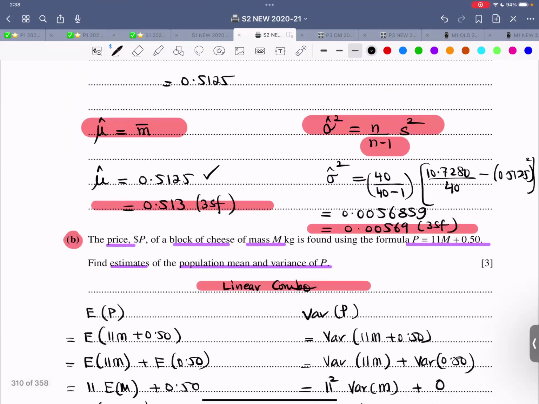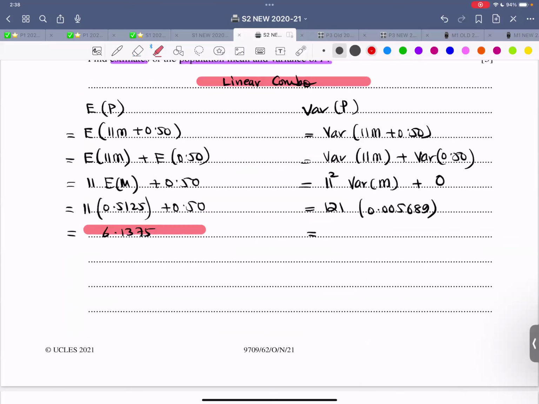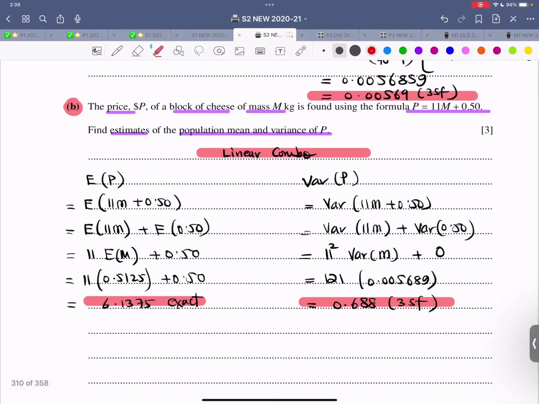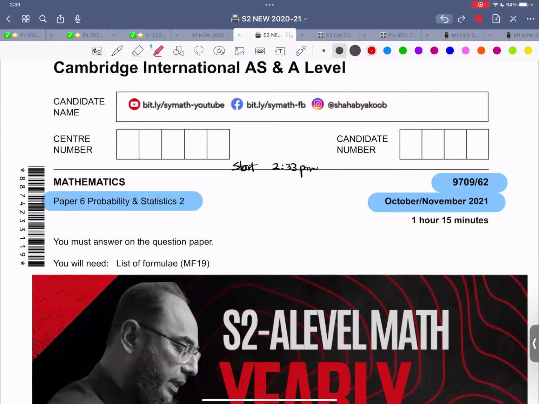6.1375. And one other thing, since this is exact, I should not round it off. So let me just remove this because this was exact. Let me just write it like this. And over here, this is also exact. Leave it as it is. And 121 times this thing comes out to be 0.688 to 3 significant figures. That's the answer for this part, and that's how this question is completed. So now it's 2:39. For question number 1, this is the ending time that I write down: 2:39 p.m.